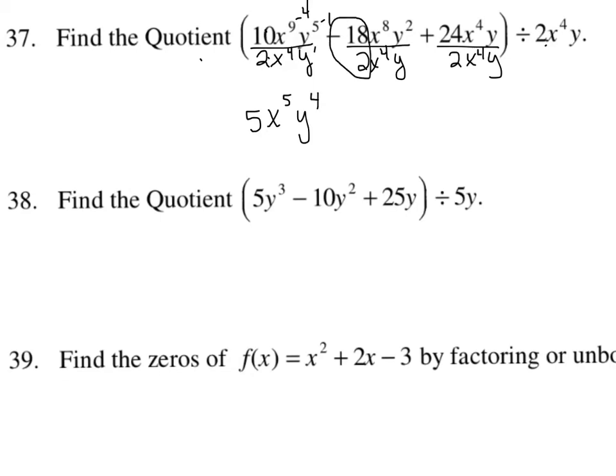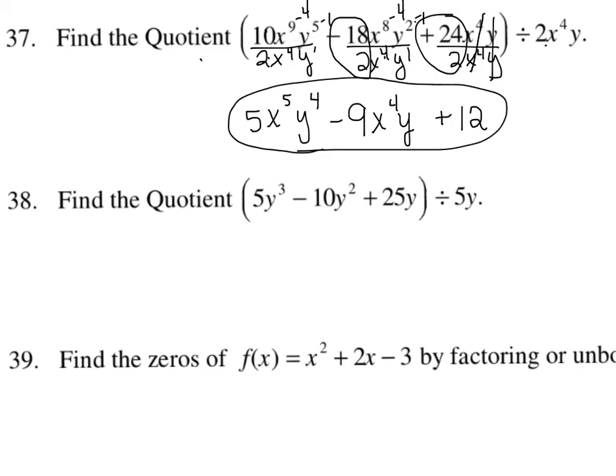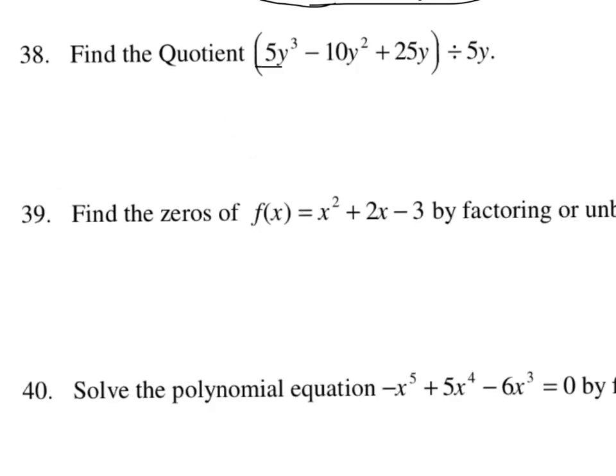Next, negative 18 divided by 2 is negative 9. For the x's, 8 minus 4 is 4. And for the y's, 2 minus 1 is 1. Last, we have 24 divided by 2, which is 12, positive 12. The x to the fourths eliminate each other, and so do the y's. So this is your final answer. On number 38, you should divide everything by 5y.